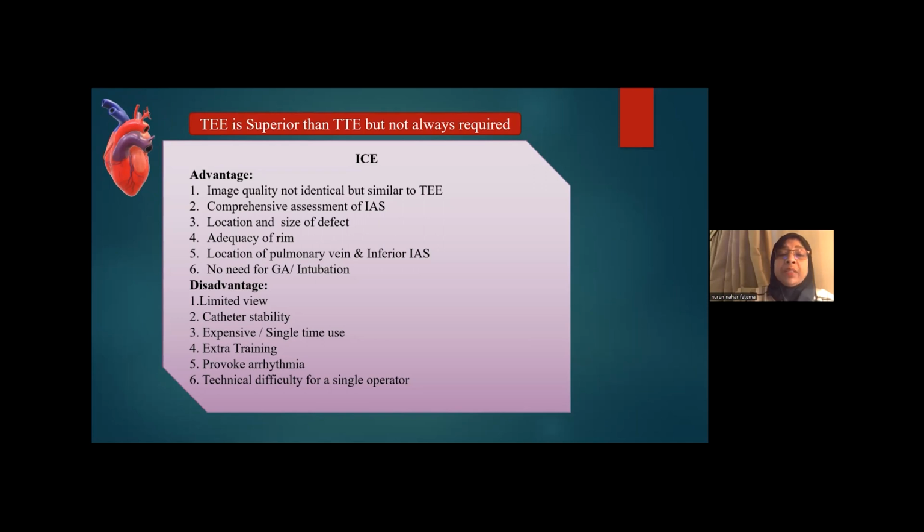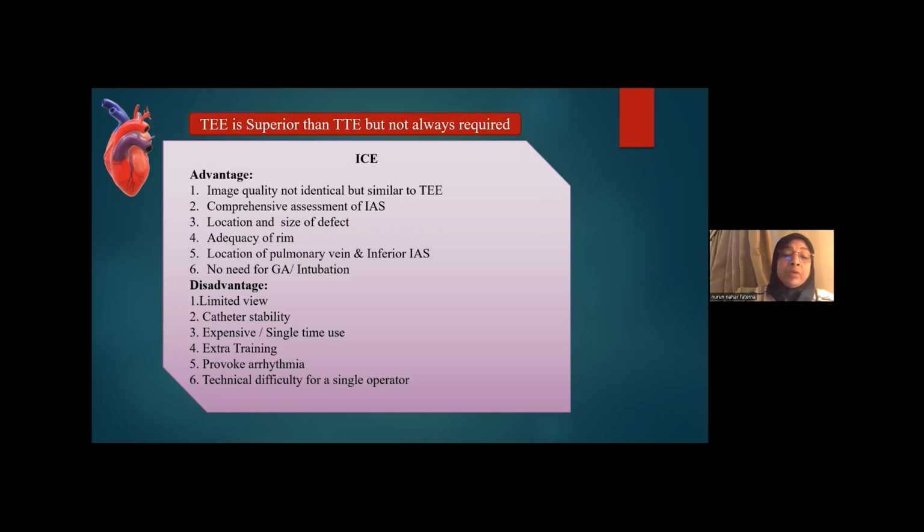Now about intracardiac echocardiography, the advantage is image quality not identical but similar to that of transesophageal. Comprehensive assessment of the interatrial septum is possible. Location and size of the defect, especially in case of multiple defects, it is very useful. And then rim assessment is very good. Location of the pulmonary veins and analysis of the inferior, lower part of the interatrial septum is very good with this modality, and there is no need for intubation or general anesthesia because this can go through the femoral veins.